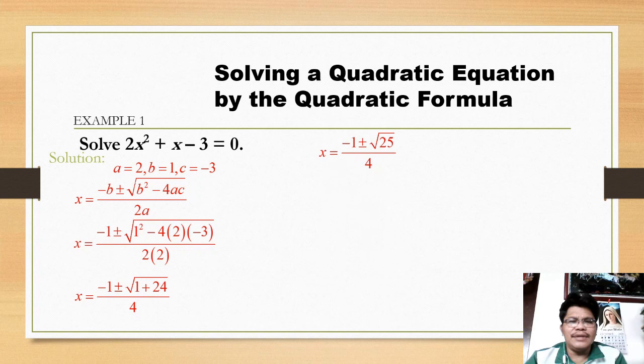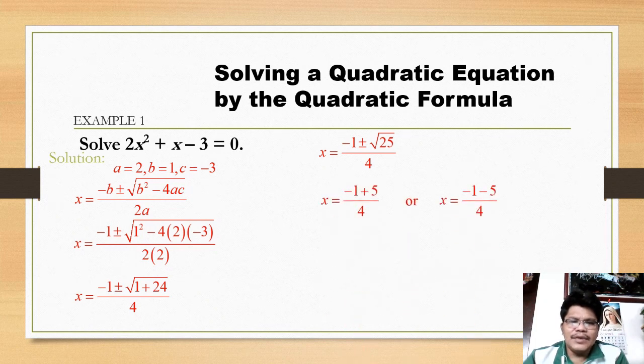And then, of course, you're going to simplify. It becomes negative 1 plus and minus square root of 25. Saan galing yung 25? Doon sa 1 plus 24. Then all over 4. So, meaning, sisimplify na natin yung resulting equation. Now, alam natin na ang square root ng 25 ay dalawa. Isa ay positive 5 and the other one is negative 5.